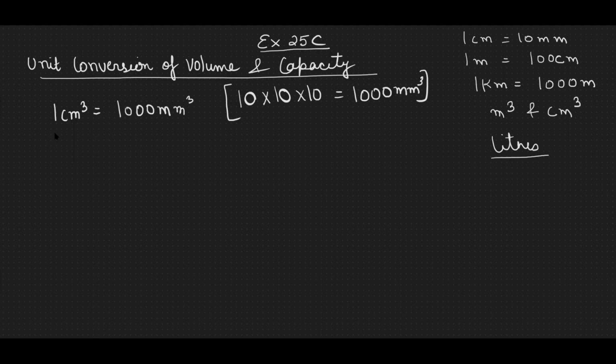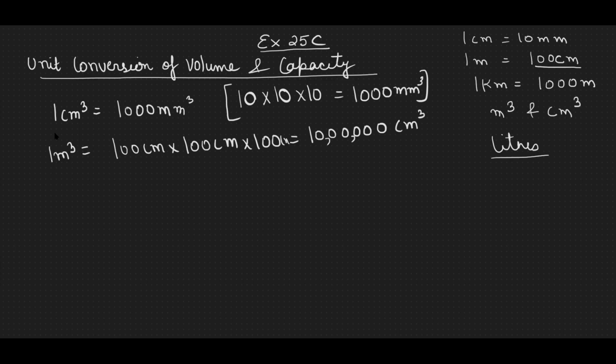this was for centimeter. When we are talking about meter, 1 meter cube has how many centimeters? 1 meter has 100 centimeters. So for every meter, 100 centimeter into 100 centimeter into 100 centimeter. So this will be 1, 2, 3, 4, 5, 6 zeros, centimeter cube. So to convert centimeter into millimeter, multiply by 1000.